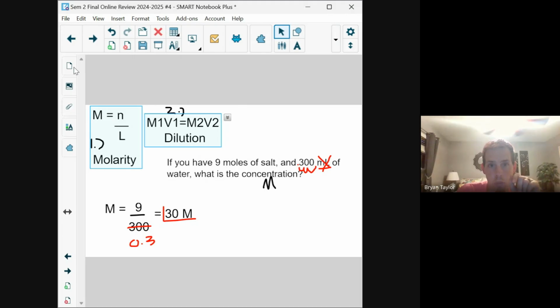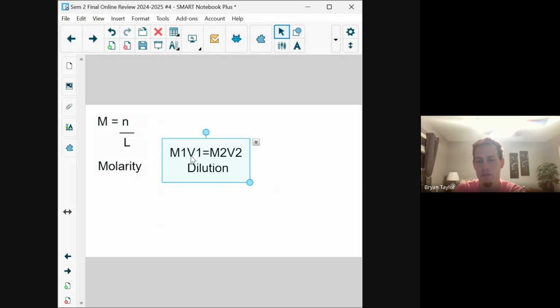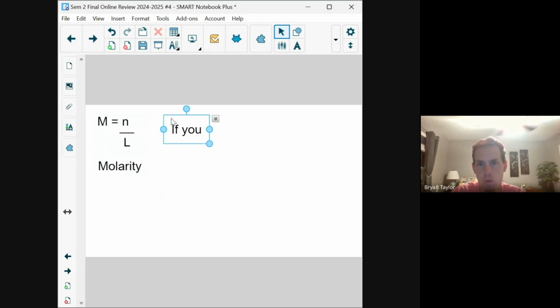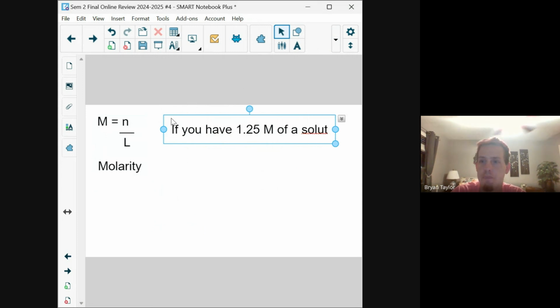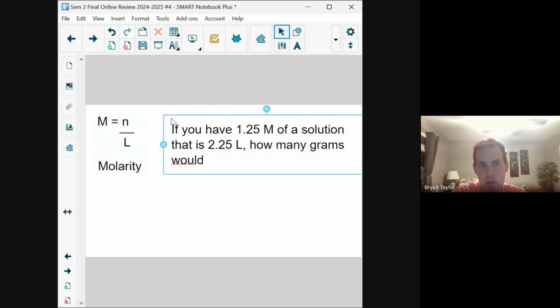Okay, let's do a harder one. We're going to use this equation again. So actually, I'm going to delete this one. If you have a 1.25 molar solution that is 2.25 liters, how many grams would you need of Li2S to make that?